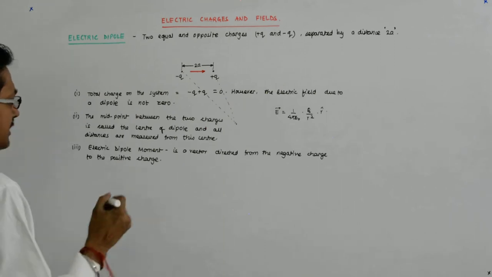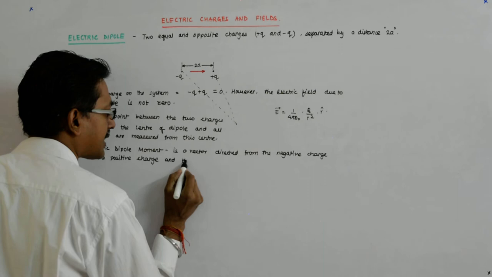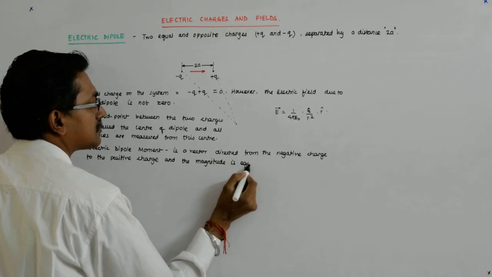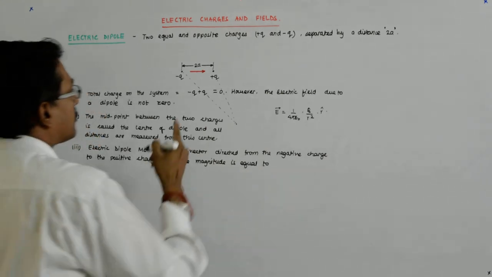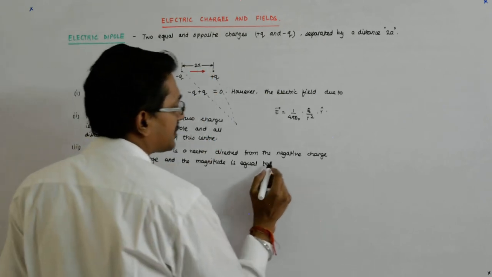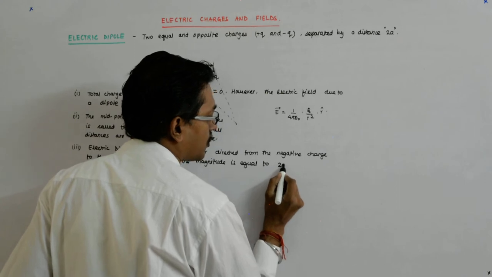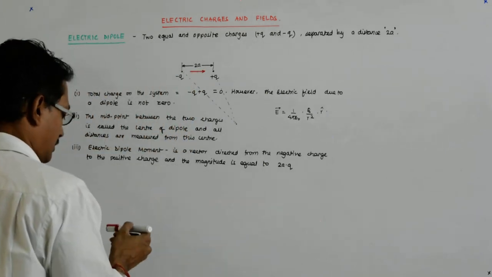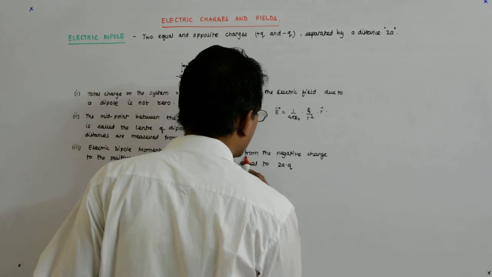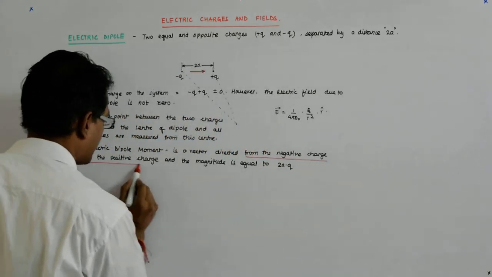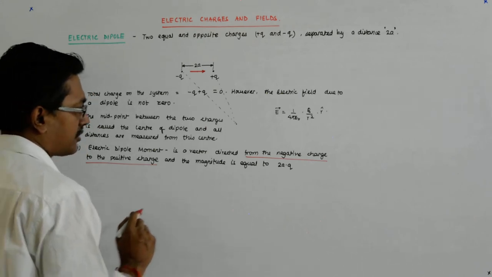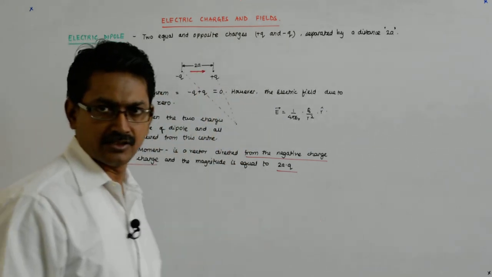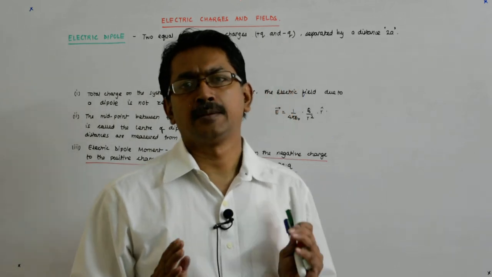And the magnitude is equal to the charge multiplied by the distance. Okay, so distance is 2a into q. So this is the magnitude. So from the negative to the positive, that is the direction, and the magnitude is equal to 2aq. So the vector is completely defined, right? That is what we call a dipole moment.